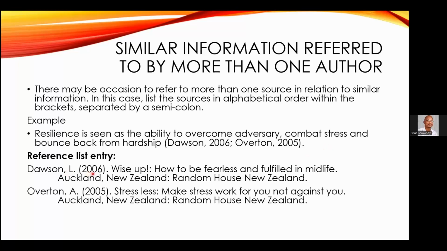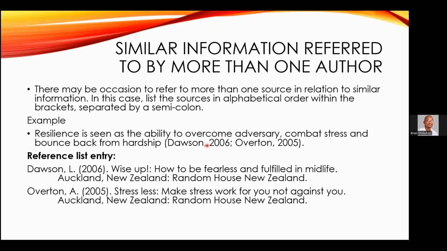So then obviously when you come to the reference list, this Dawson, you can see, has his own reference line, and then also Overton has his own reference line. So that's how you cater for this case when you are in the reference list, when you have similar information referred to by more than one author.